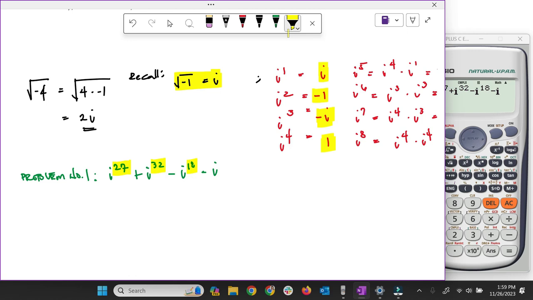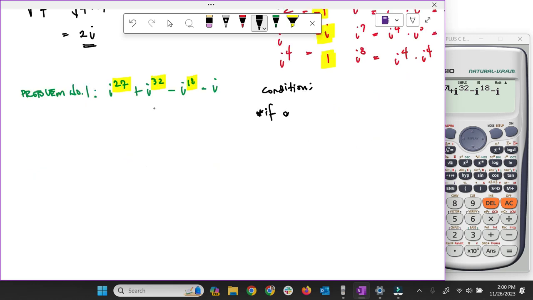Pag ginawa mo yung ganito, i-reduce mo. So baka ang gawin mo kasi i raised to 27, sige, gawin ko i squared, tapos i cube, tapos i raised to 4, hanggang sa maging 27. Pag ginawa mo yun, that is very time-consuming. Diba? Lalo na pag exam or quiz na mano-mano ang pagsasolve. Sabihin mo lang multiple choice. Paano yung ganun? The technique here is you divide all the exponents by 4.